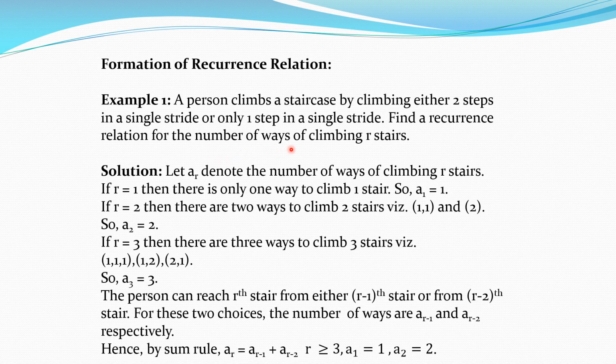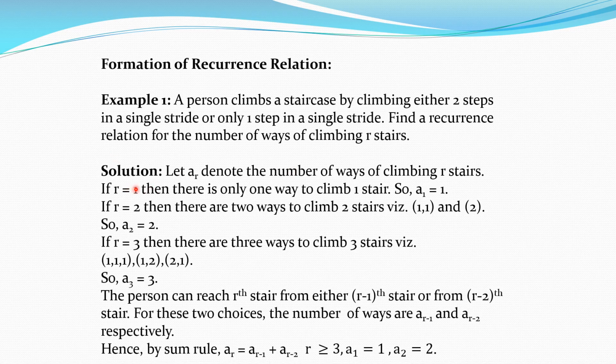First, suppose there are r stairs in that staircase. Now, the condition is that the person can climb either two steps in a single stride or only one step in a single stride. So, in this way, if he is climbing the stairs, how many ways are there to climb the r stairs? For this, we have to form the recurrence relation.